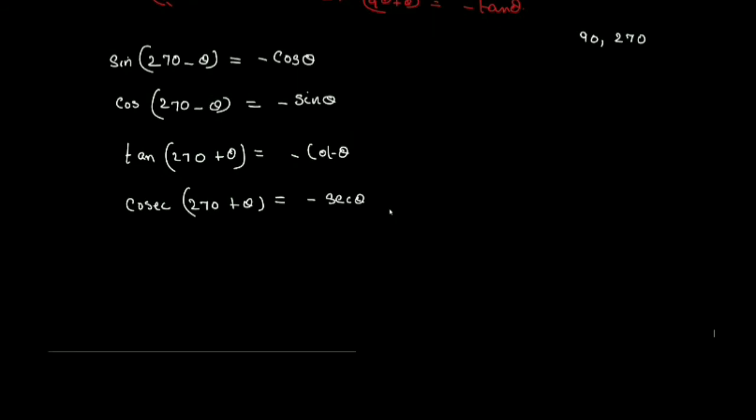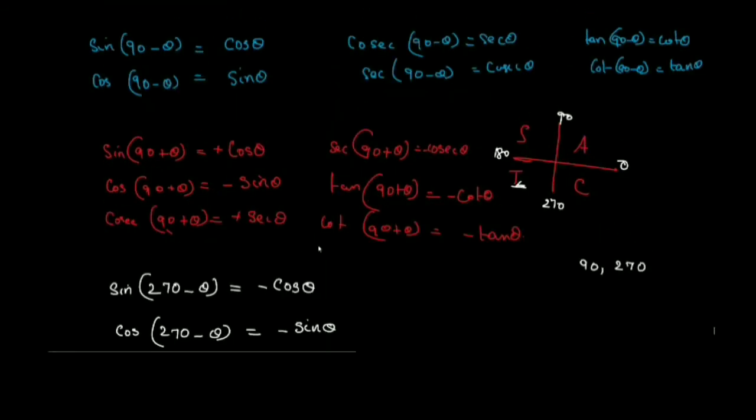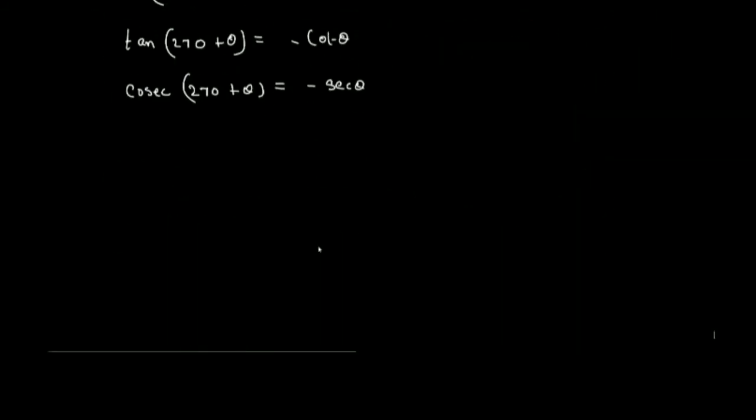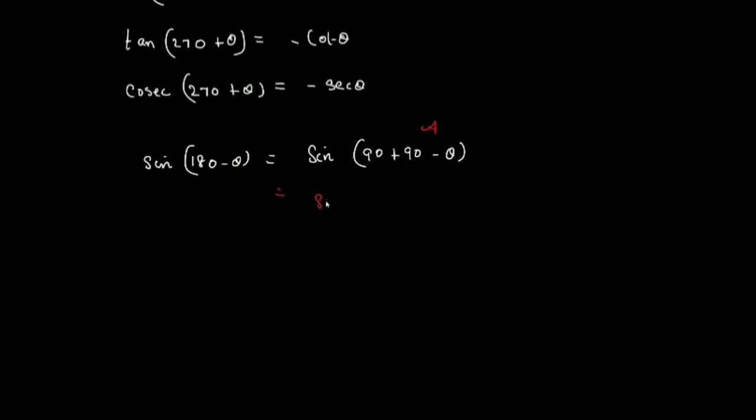If it is 180, you know that angles can be written in terms of 90 or 180, isn't it? 90 plus, 180 minus. So if it is 180, what will happen? 180 minus theta, what will happen? It won't change. Just see, I will write this as sine of 90 plus 90 minus theta. So I will write this as some a. So this is actually sine 90 plus a. What is sine 90 plus a? Sine will become cos a.